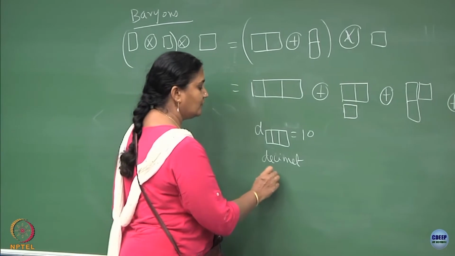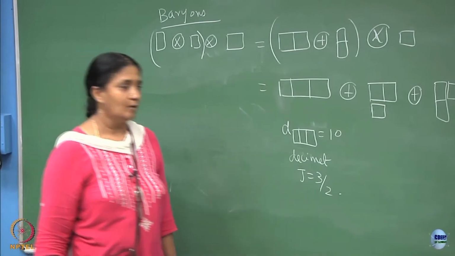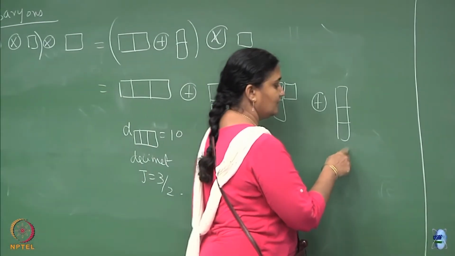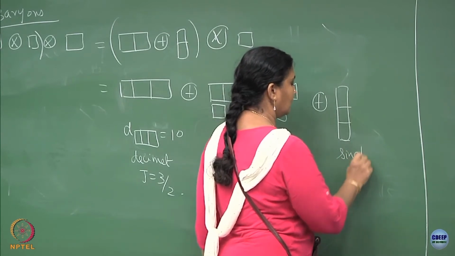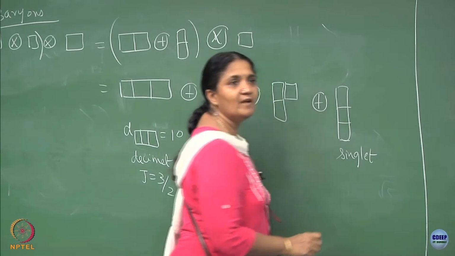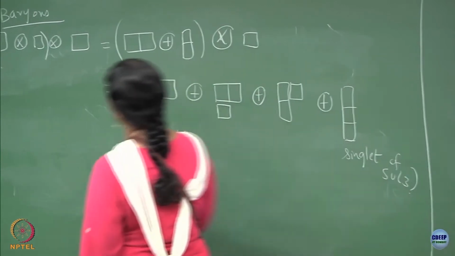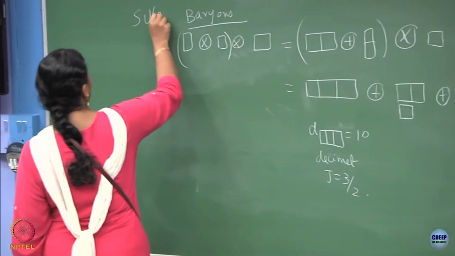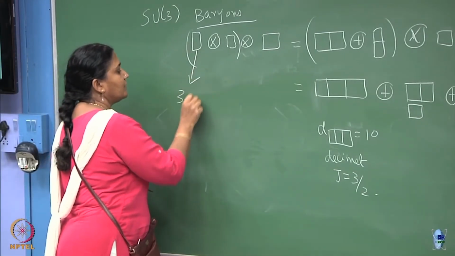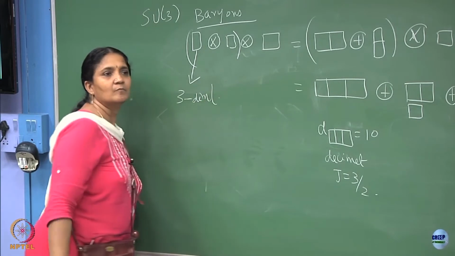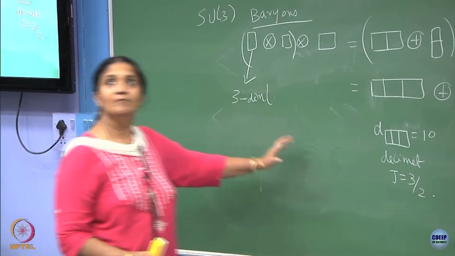They all have spin 3 by 2. And then you have a singlet, singlet or trivial representation of SU3. See, all these things which I am doing are SU3 baryons. What is the meaning of SU3 baryons? This is 3-dimensional.